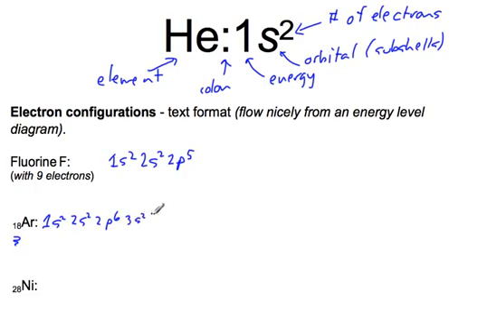3s2, 3p6. Now how do we know we're done with argon? Well, argon has 18 electrons. Just count. 2, 4, 10, 12, 18 electrons. So that is argon. Nickel, 28 electrons.